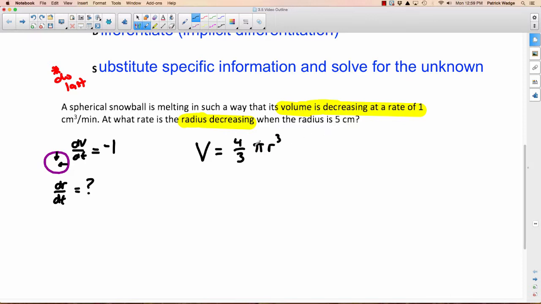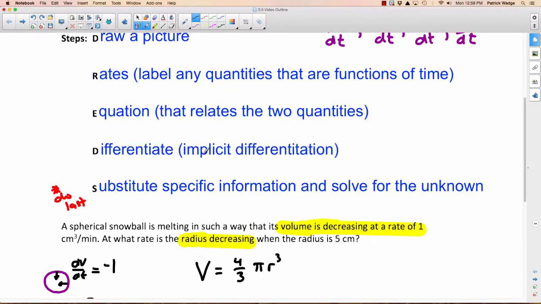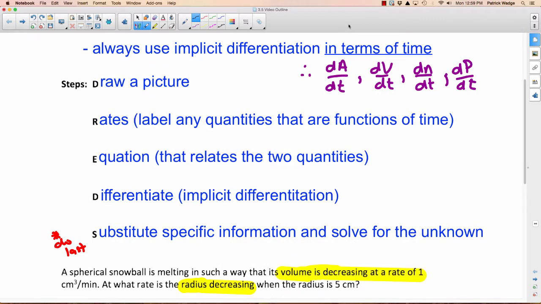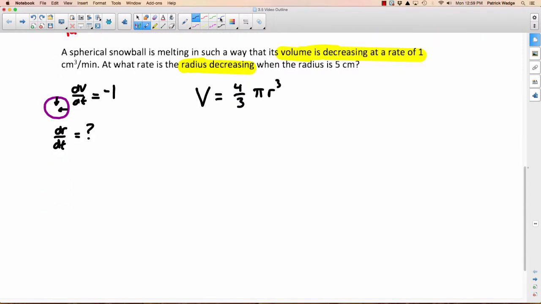Right, so we now have a formula that relates V and r, which are the two variables we're interested in for this question. So now we're going to differentiate. We're going to use implicit differentiation, and we're going to do it in terms of time. So on the left hand side, we're going to do dV/dt. Why is it dV/dt? Well, you can think of it as implicit differentiation here, because this is like V to the first power. And whenever you have something to the first power, what's the derivative of it?